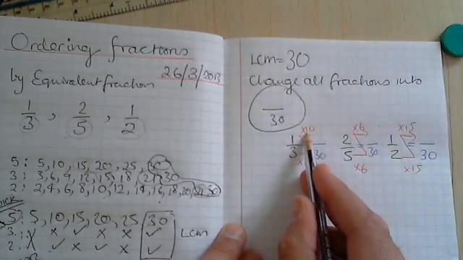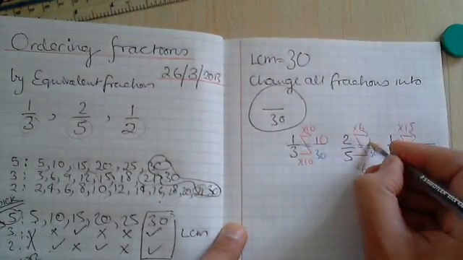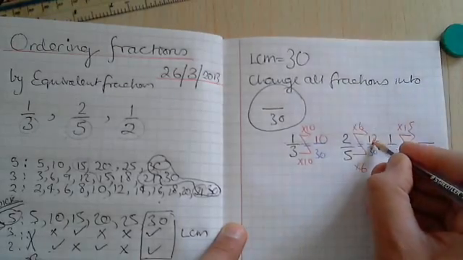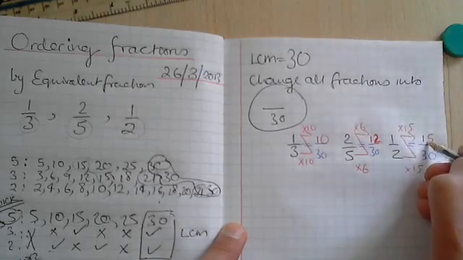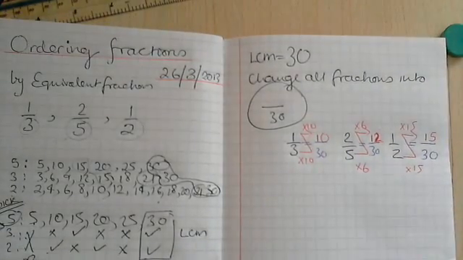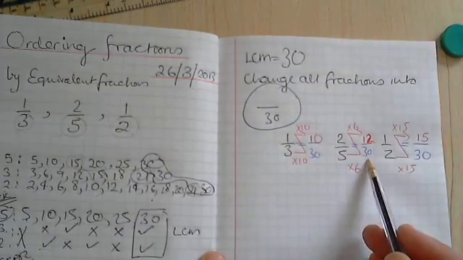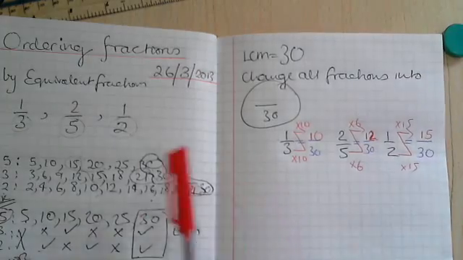So 1 times by 10 is equal to 10. 2 times by 6 is equal to 12. And 1 times by 15 is equal to 15. So here we go. We have now converted thirds into 30ths, 2/5 into 30ths, and a half into 30ths as well. So everything is where we want it.